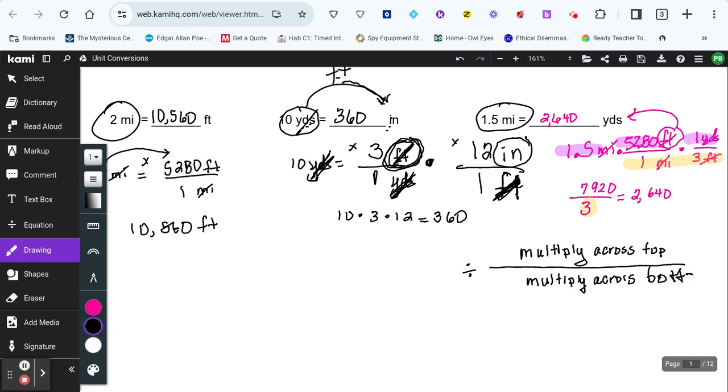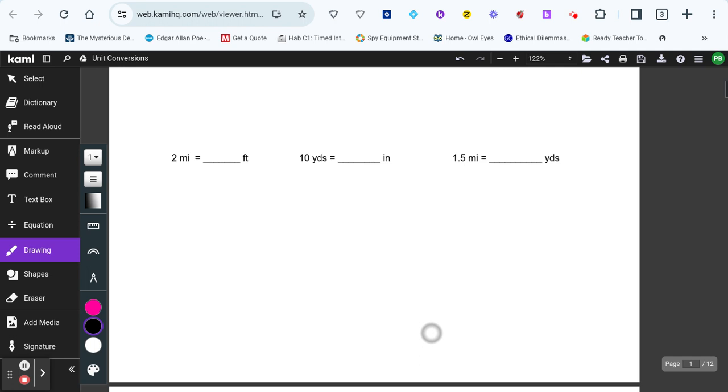Okay, I'm just going to tell you, this is supposed to say bottom. So right here, I multiplied across the top, and I multiplied across the bottom, and I just divided them in the end. So make sure you do that when you're using dimensional analysis.